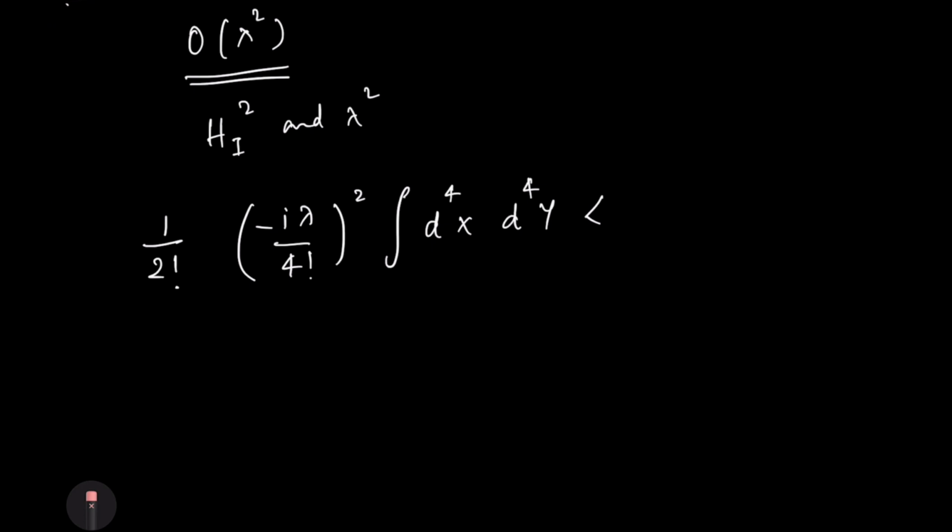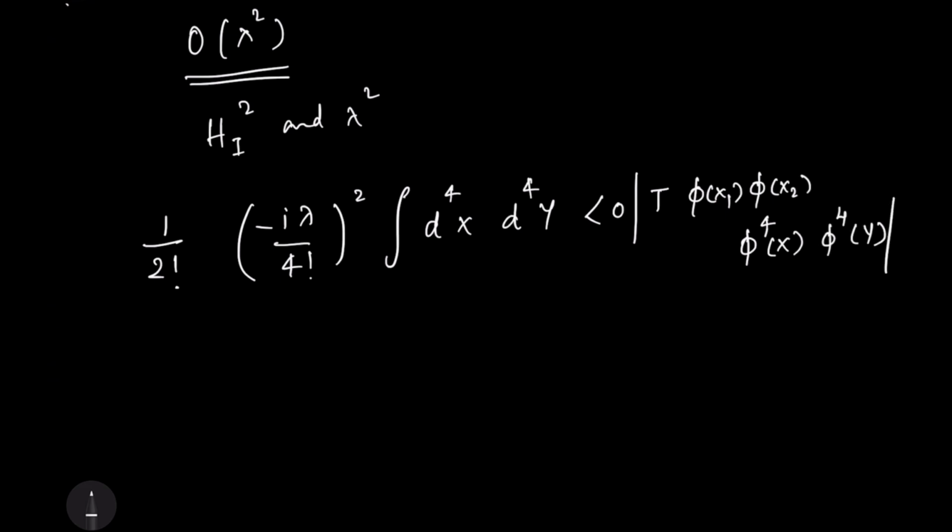So I am just writing one term to show you an example for the diagram. So how to draw the diagrams? For that, I am just taking one term in the second order perturbation, which is T phi x1 phi x2. This is the time ordered correlation function, and this is the interaction, phi raised to 4. So this is the interaction.